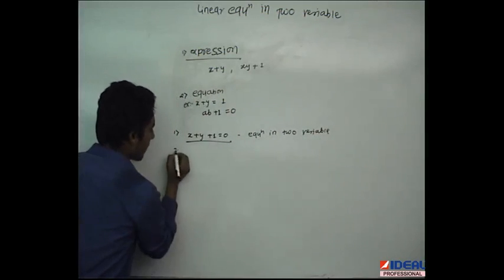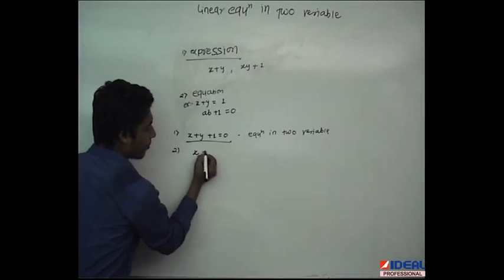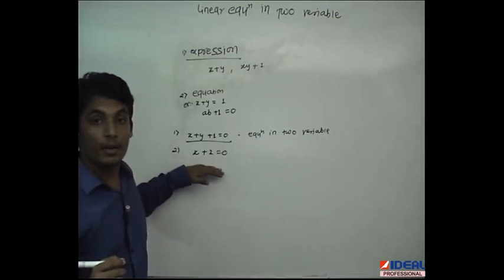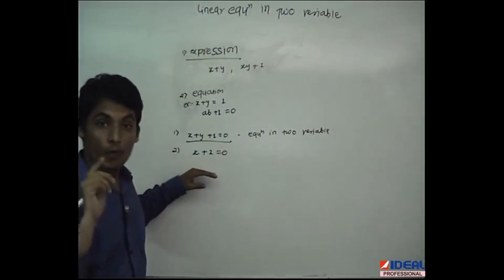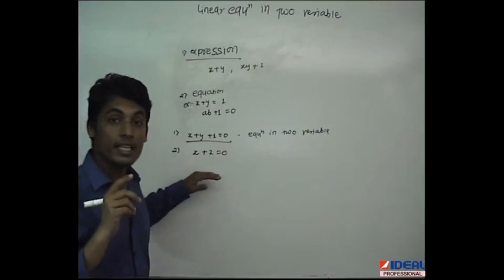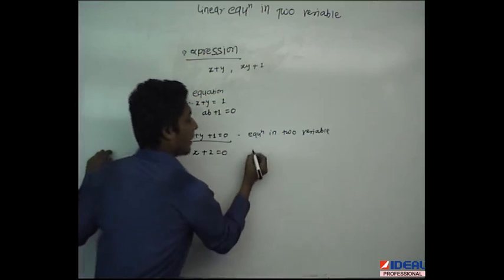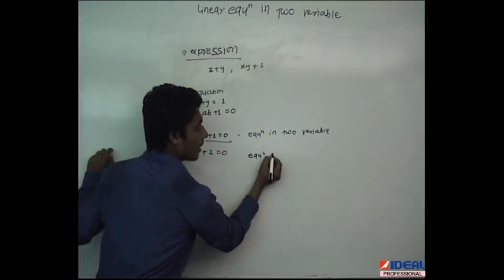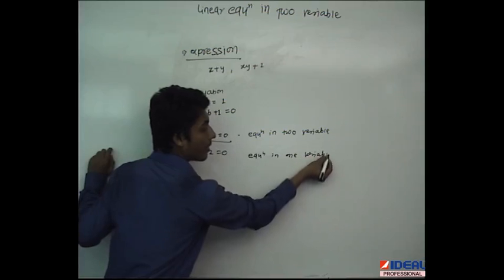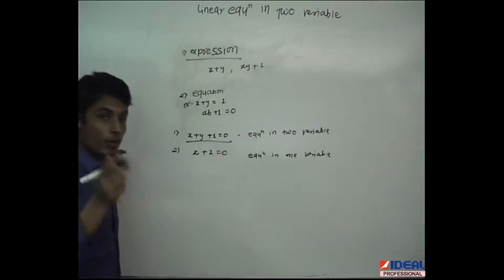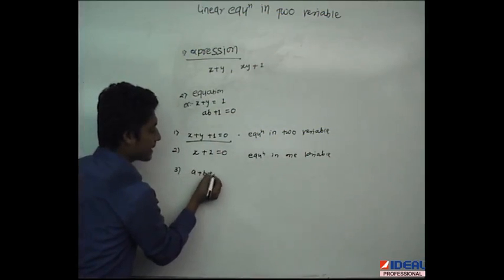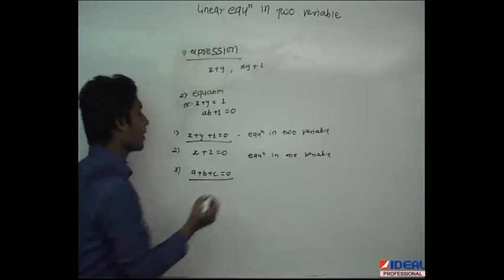One more example, x plus 2 is equal to 0. This is also an equation, but in this equation one unknown is there, x. So this is an equation in one variable. One more example, third, a plus b plus c equal to 0.